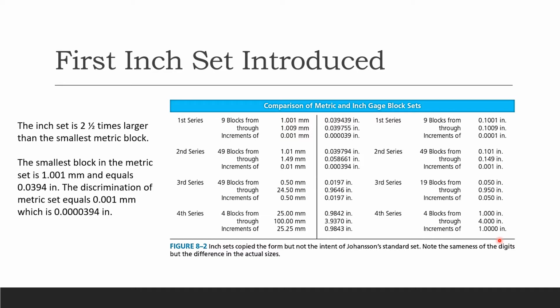Okay, here is like 1.001 millimeter all the way to 25.25 millimeter. So however you measure it, you're going to see the smallest block in the metric set is 1.001 millimeter, and it equals to 0.0394 inch. Okay, so the discrimination of the metric set equals 0.001 millimeter, which is actually 0.0000394 inch.